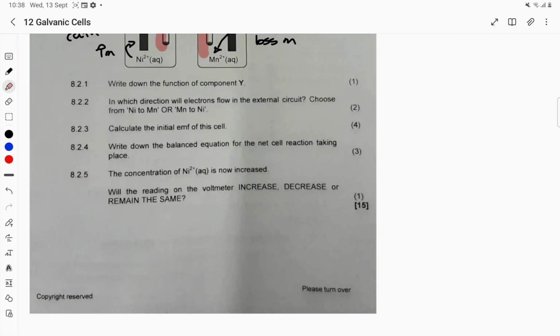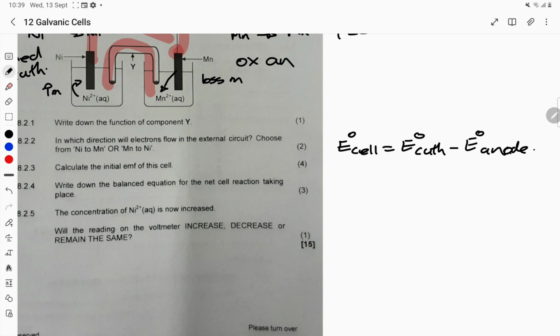All right, so I forgot what I was doing. So I think we are busy with 8.2.3. So let's hope that is where we ended. So it says you calculate the initial EMF of the cell. So we just write down that E0 equation. So we write down an equation.